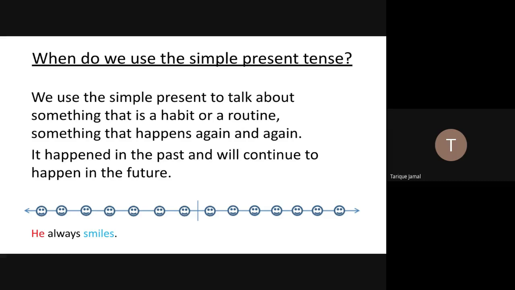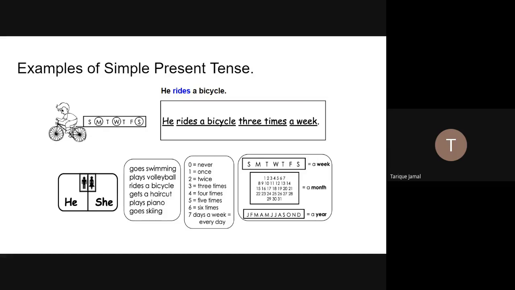He always smiles, right? So it happened in the past and it is continuing. Example of simple present tense: he rides a bicycle, right? So look, Sunday, Monday, Tuesday, Wednesday, Thursday, Friday, Saturday, the whole days of the week, each and every day. So he rides a bicycle 3 times a week. So it's Monday, Wednesday, and Saturday, right? He, she goes swimming, plays volleyball, right? So this is just a chart that you can go through for a few seconds and then we'll move on to the next slide.